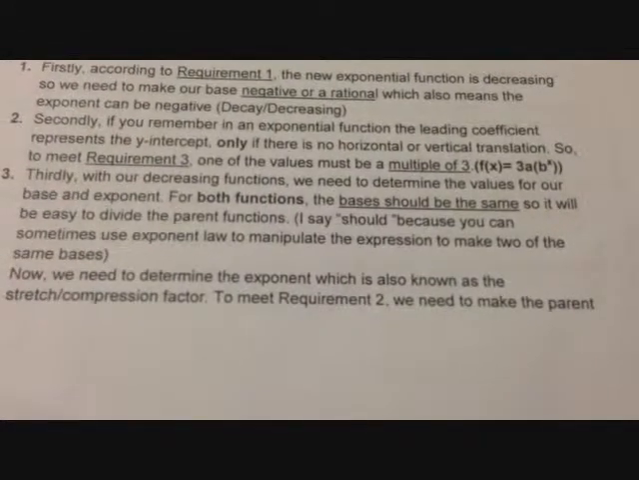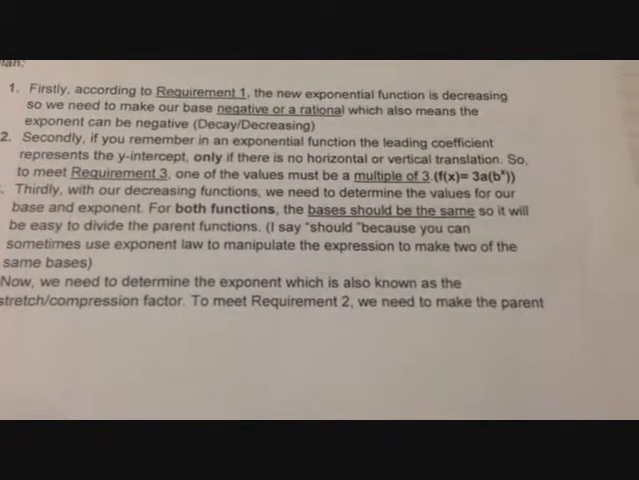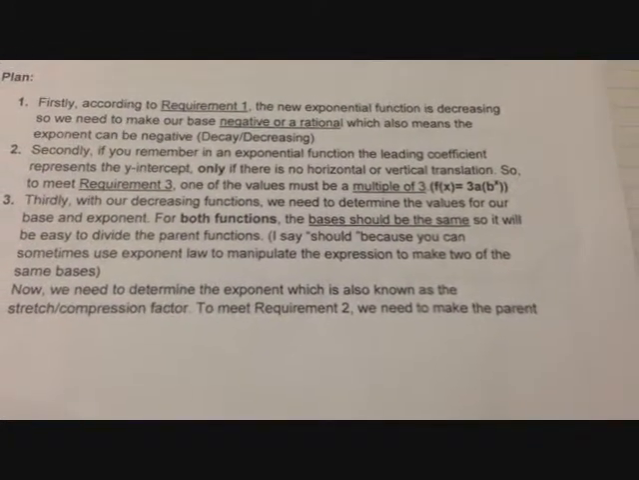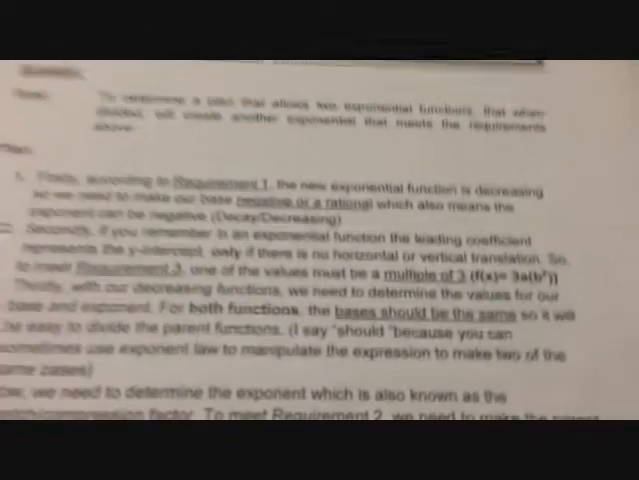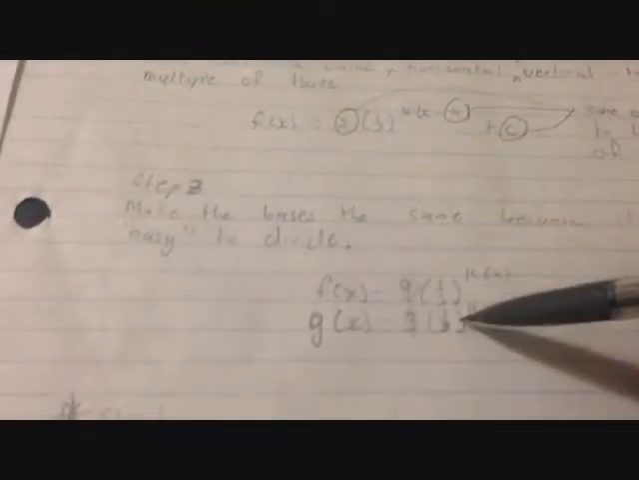Well, he also put in a point and said, I say should because you can sometimes use exponent laws to manipulate the expression to make two of the same bases. So he knows this is easier, but he also knows there's a more difficult way. So he's just giving it as an example. He's just telling you this is easier to do. And I chose 1 over 3 because that's what he said to do. Choose a rational base to have a decreasing function.